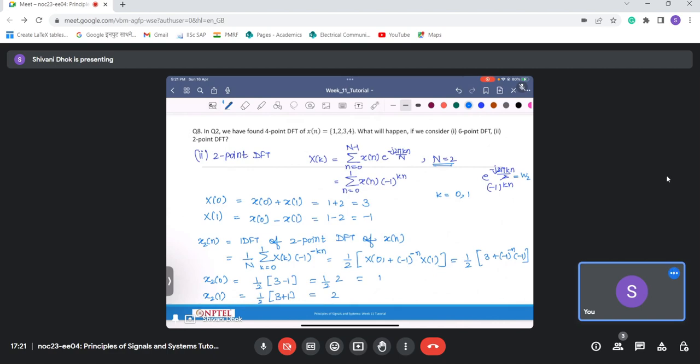And after that I can't find any value. After that I don't know how to find what is x2 of 3.